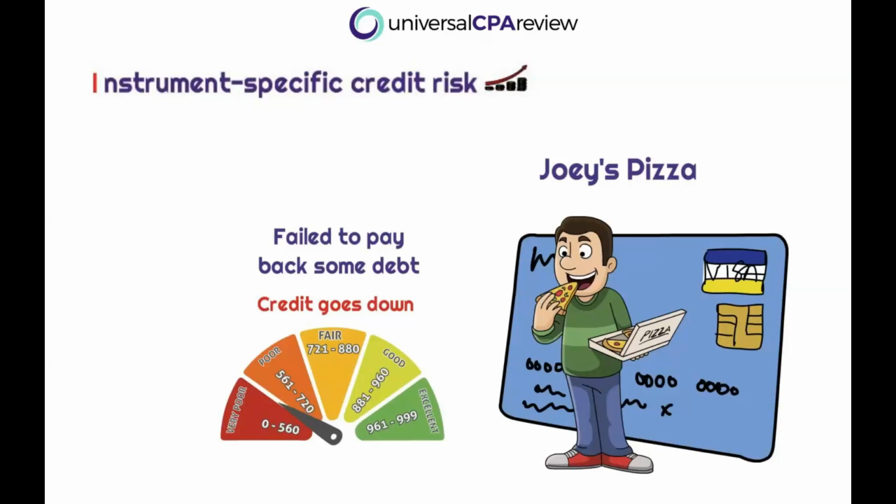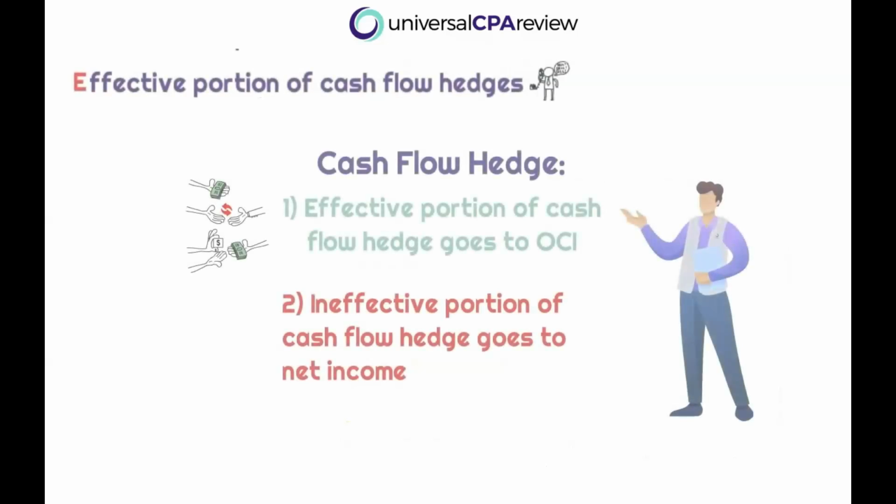And finally, the E in our PUFIE mnemonic stands for the effective portion of a cash flow hedge. What's important to note is that it is the effective portion of a cash flow hedge that will be reported in other comprehensive income. If it is considered an ineffective cash flow hedge, it would be reported in net income. So if you're completely confused, just hang tight. We're going to talk about this a lot more when we get into our derivative lecture. But know for now that it is the effective portion of a cash flow hedge that would result in either a gain or a loss that would be reported in other comprehensive income.